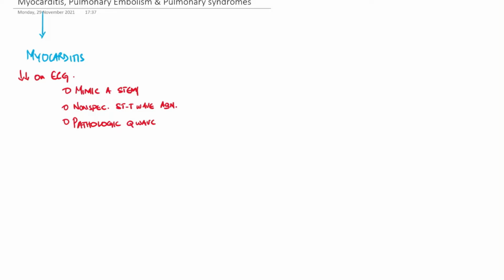Let's get started. First off, we're going to be talking about myocarditis. You need to understand that myocarditis and pericarditis are a continuum, and sometimes these are both referred to together as myopericarditis. The changes on ECG are very nonspecific. Sometimes it will mimic a STEMI, sometimes it's just going to give you nonspecific ST-T wave abnormalities, and sometimes it can present with pathologic Q waves.